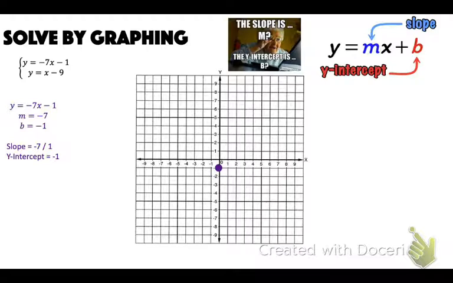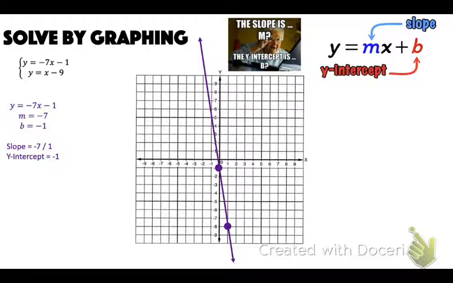Then the slope, remember, slope is rise over run. I always go to the right, and then if it's negative, I go down, and if it's positive, you go up. So this is negative 7, so I'm going to go down 7 and right 1, which gives us a point right there. From those two points, we can graph a line. So there is the graph of y equals negative 7x minus 1.